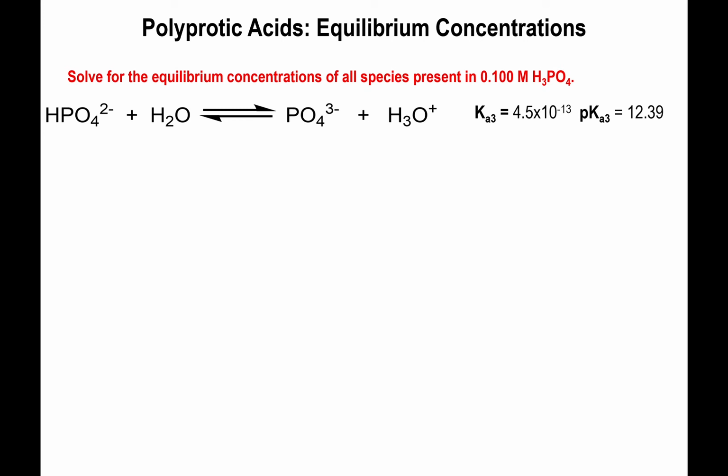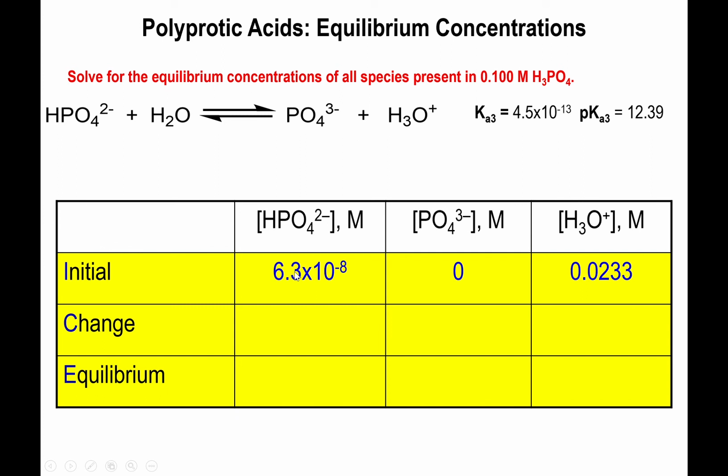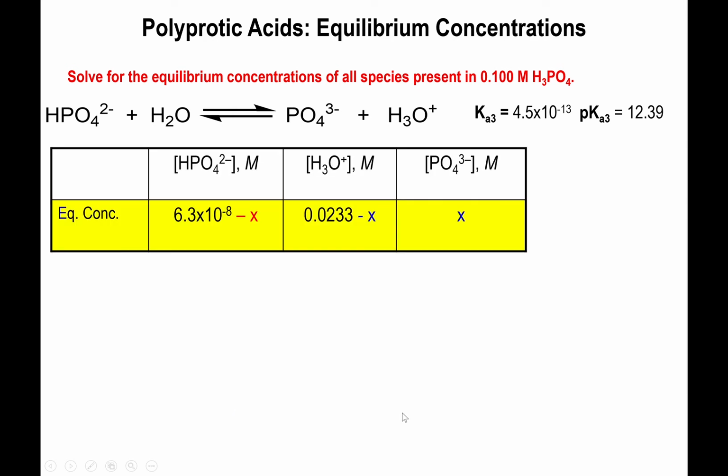And if we go further to see what happens to the phosphate concentration, we're going to input the value of 6.3 times 10 to the negative 8 for the hydrogen phosphate concentration. The initial concentration of hydronium is still 0.0233. Phosphate, we have nothing to begin with. So we have the minus x, and plus x, generating a similar picture. Now this is the third event. This is the Ka3 event.